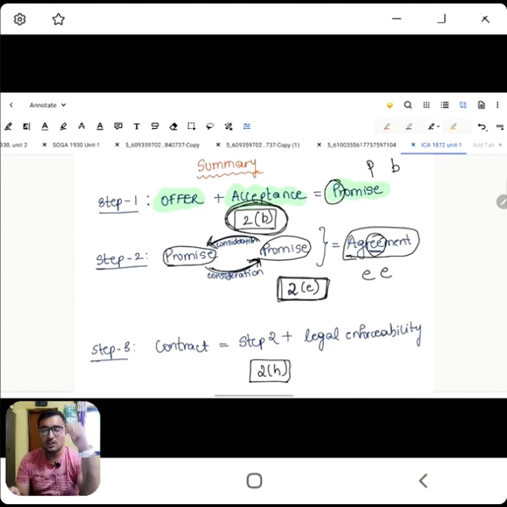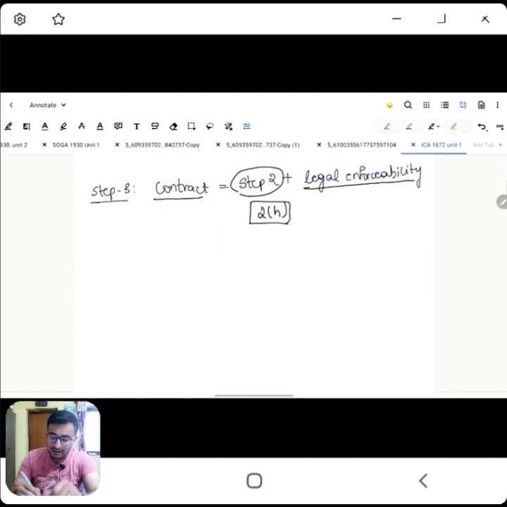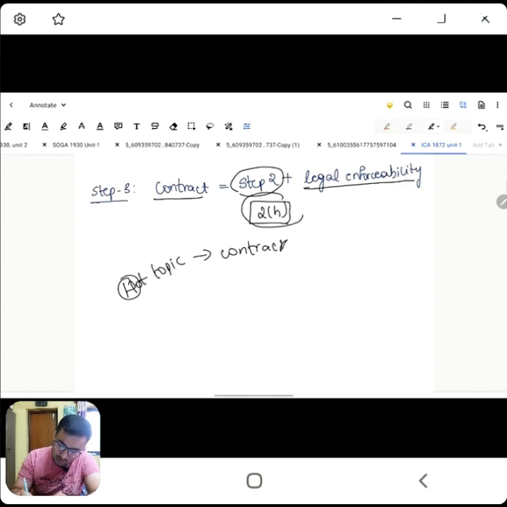So 2 clause b was promise, 2 clause e is agreement, and last, what is a contract? Do all agreements become contracts? No, only those agreements which have the element of legal enforceability. Therefore, a contract is an agreement which is legally enforceable. In the Indian Contract Act, what is the hot topic of discussion? Hot topic is obviously contracts, right? Hot topic H, therefore 2 clause h.